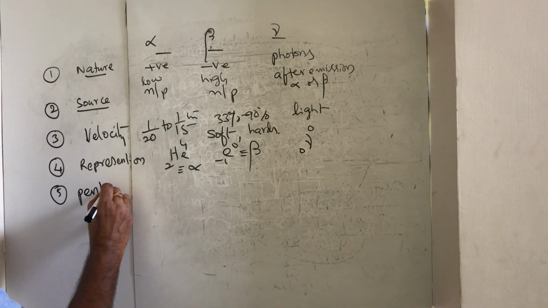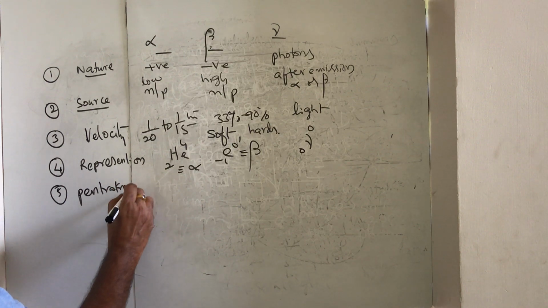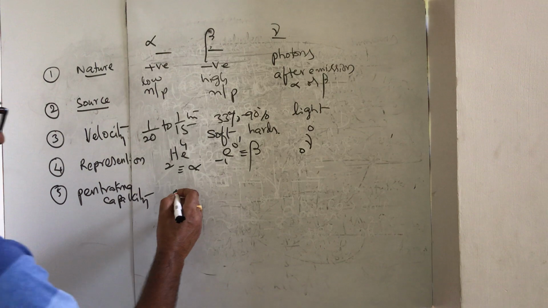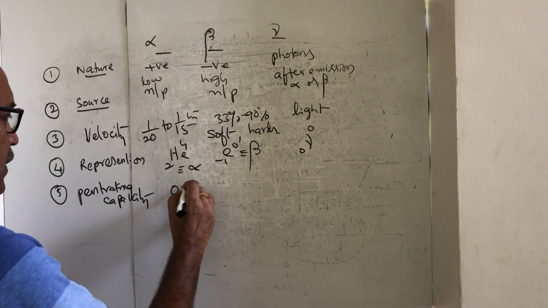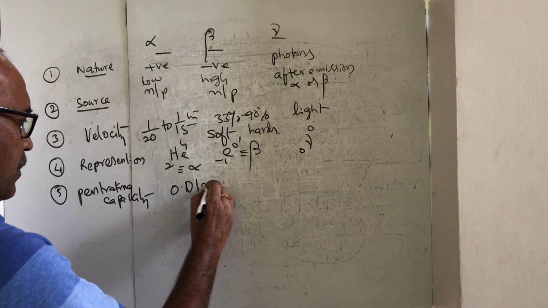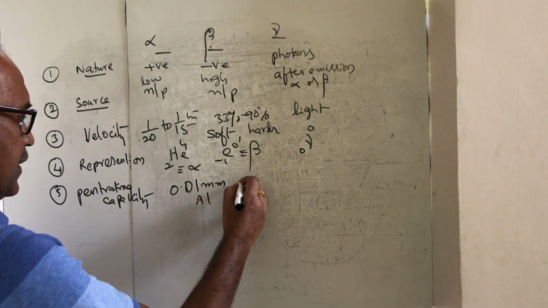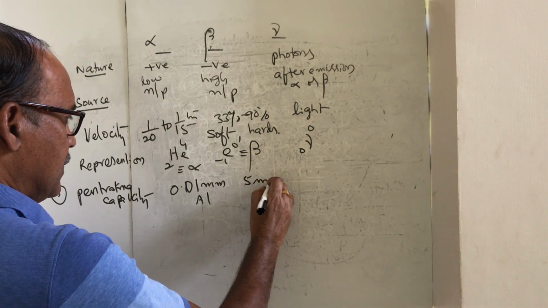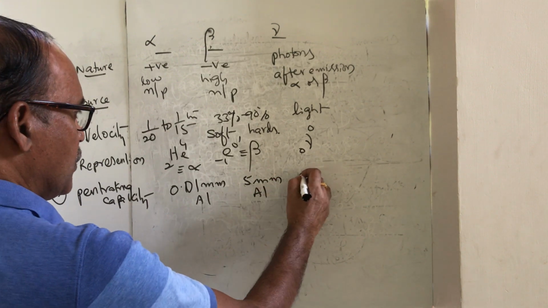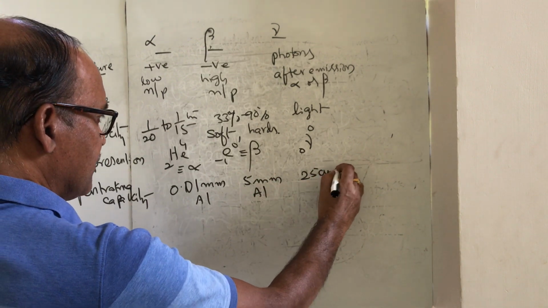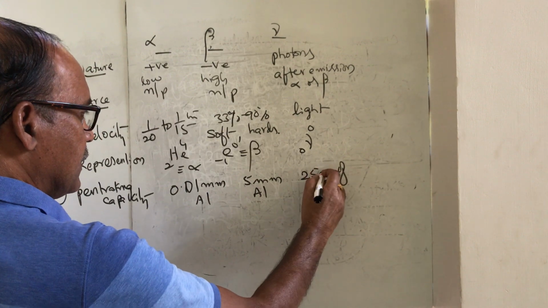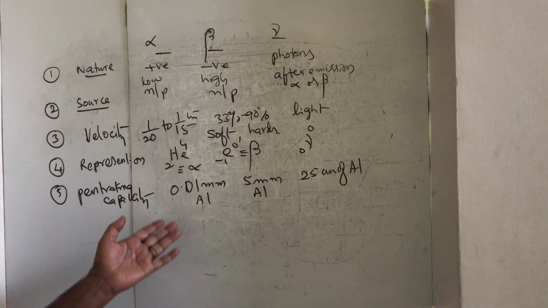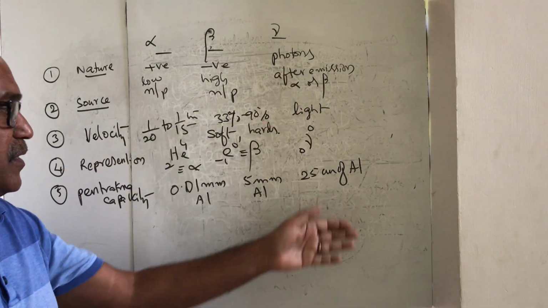Penetrating capacity. These penetrate up to 0.01 mm of aluminum sheet. This is 5 mm of aluminum sheet. 25 centimeters of aluminum sheet. So naturally the penetrating capacity of gamma rays is very, very high.